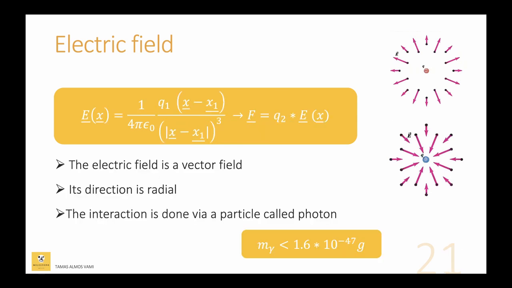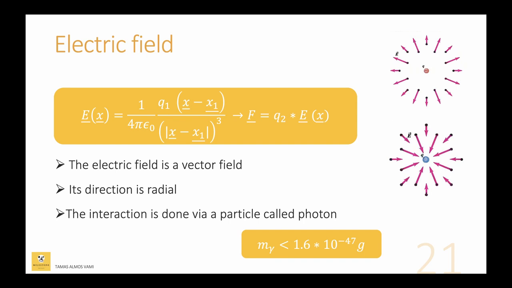So the electric field, as I mentioned, is a vector quantity, and its direction is radial. If I have a positive charge, then it's an outward pointing radial vector field. And if we have a negative charge, it's an inward pointing radial electric field. The interaction itself is done with this particle which we call the photon, and the details are again in modern physics classes, Frontiers in Physics, for example.